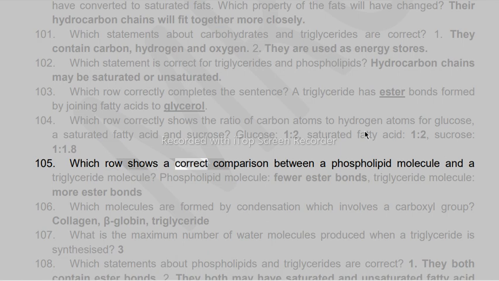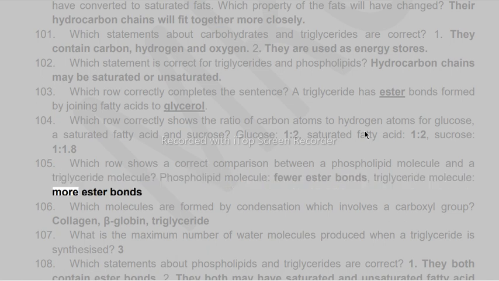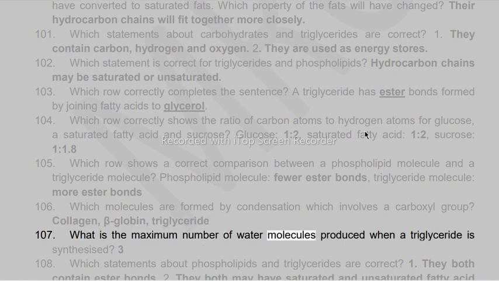105. Which row shows a correct comparison between a phospholipid molecule and a triglyceride molecule? Phospholipid molecule, fewer ester bonds; triglyceride molecule, more ester bonds. 106. Which molecules are formed by condensation which involves a carboxyl group? Collagen, beta-globin, triglyceride. 107. What is the maximum number of water molecules produced when a triglyceride is synthesized?